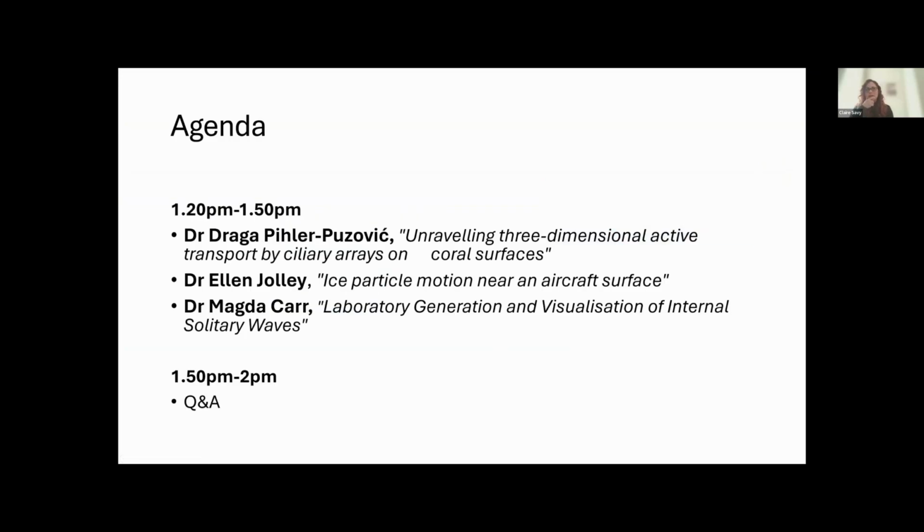I'm going to hand over next to Draga, who's going to talk about unraveling the three-dimensional active transport by ciliary arrays on coral surfaces. Gosh, it's a tongue twister.